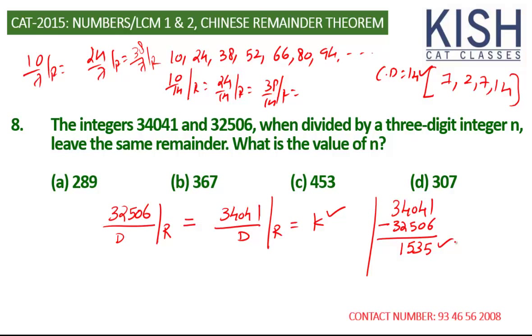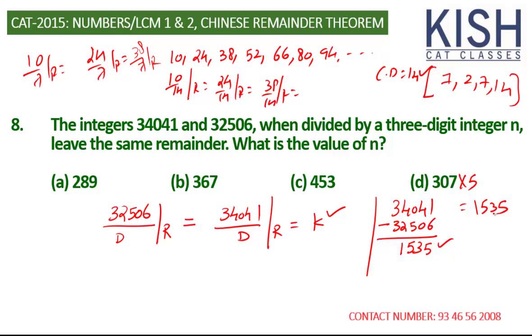Now, instead of trying to find the factors of 1535, you can just check the answer options and see which one is a factor of this number. 289 into 5 can't be 1535. 367 into 5, because the number is supposed to end with 5, so we multiply by 5. 367 into 5 is in excess of 1535. 453 into 5 is also in excess. So 307 into 5 is 1535.